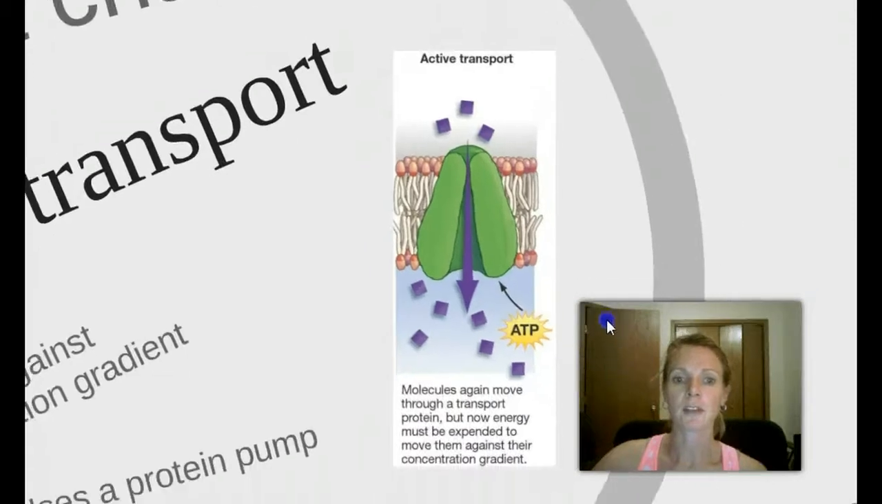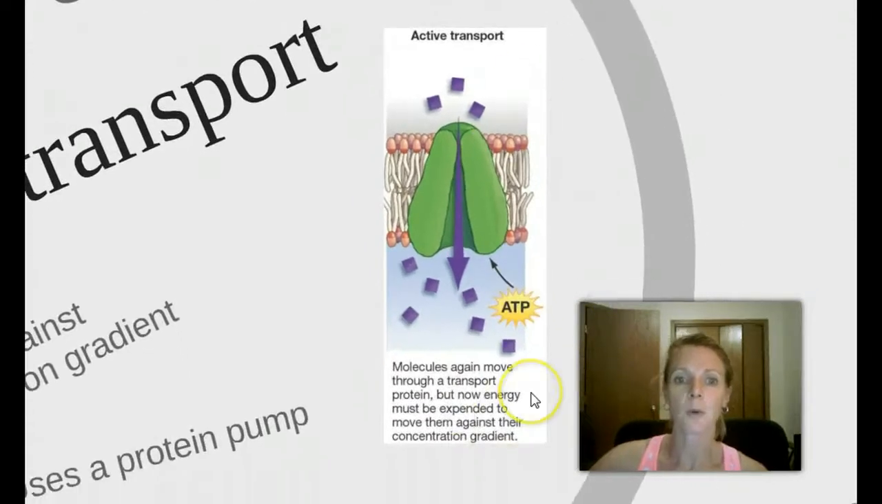So if you notice this, okay, active transport is going against the concentration gradient. It's going against the grain. Okay, you're being a rebel. And in order to be a rebel, it takes energy, right? If any of you guys are rebels, you know what I'm talking about. So molecules, again, move through a transport protein, but now energy must be expended to move them against the concentration gradient. So we need ATP in order to do that.